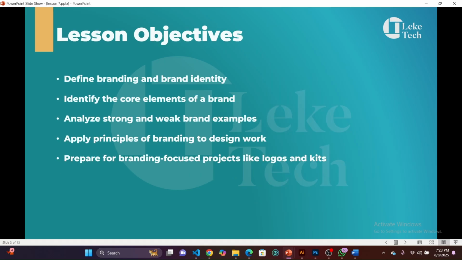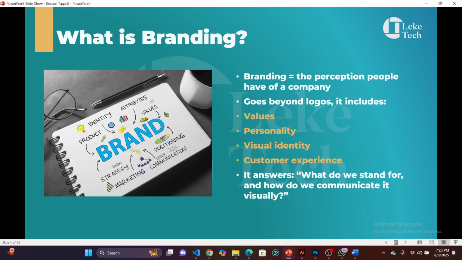Our objective here is that by the end of this lesson, you should be able to define branding and brand identity, identify the core elements of a brand, analyze strong and weak brand examples, apply principles of branding to your design, and prepare for branding-focused projects like logo and kits.